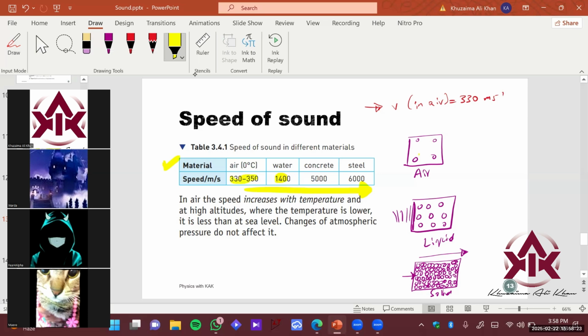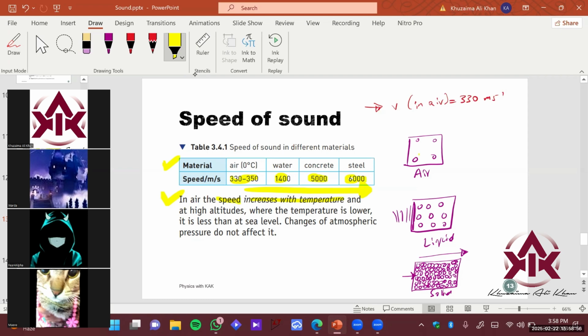However, in concrete, the solid state, it has 5,000 meters per second. Steel basically has more number of particles per unit volume. That is why it has greater speed as compared to concrete over here, right? So just one more point over here, that if you increase the temperature, the particles are going to vibrate at a very fast rate, and hence it's going to increase the speed also, because the number of collisions will start to increase if the temperature is higher over here, right?